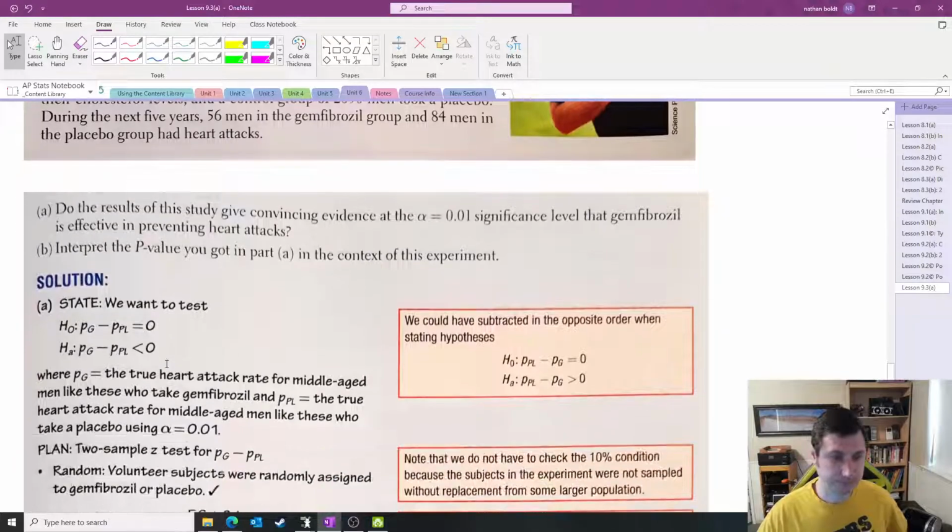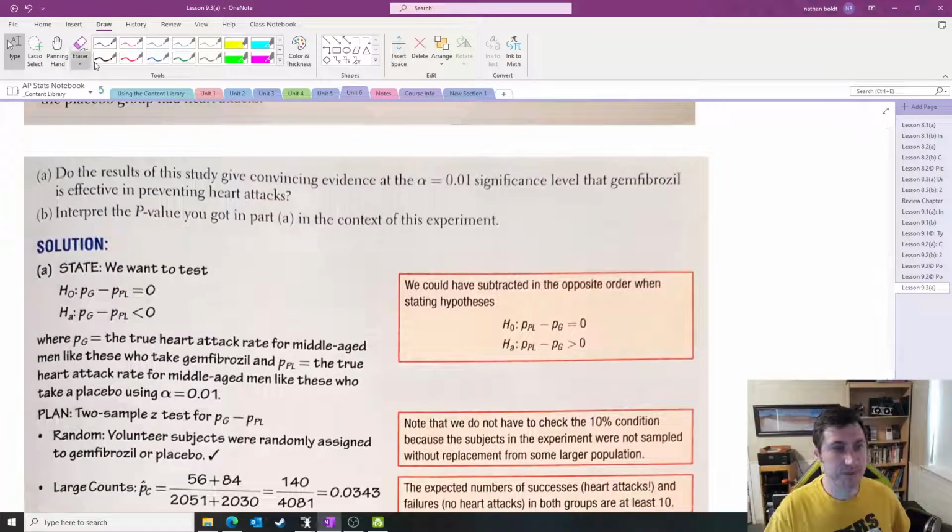So, first, our hypotheses. So the first, our null, is that there is no difference. If I take the first proportion and subtract the second proportion, you get 0. There's no difference. All right. Another one is that there is a difference.